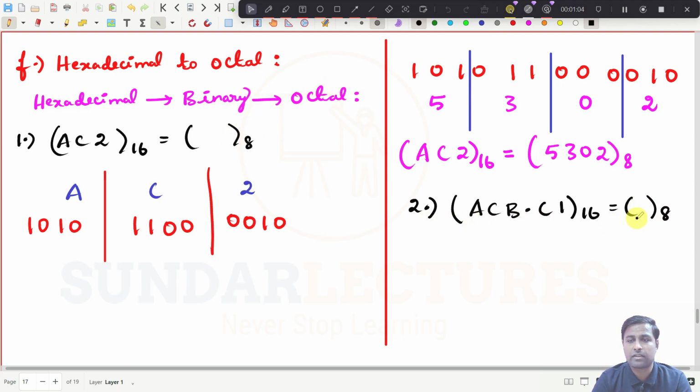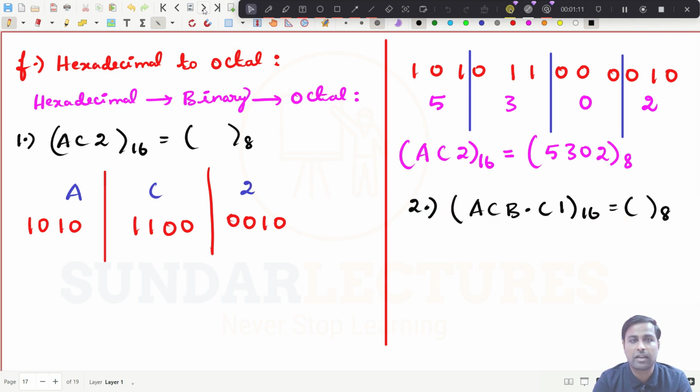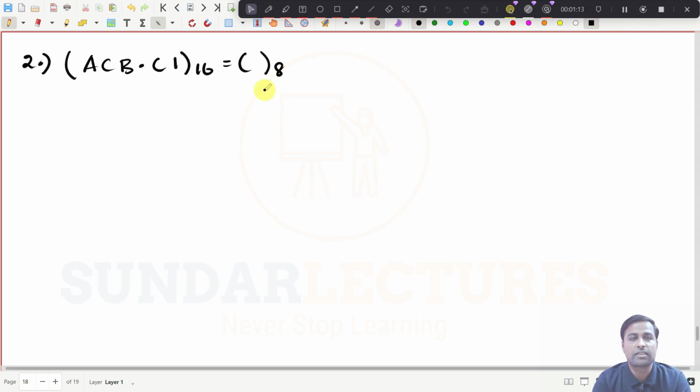We gave this question in the previous class, and I asked you to solve it by yourself. Today I will do it for you. This is the question. We have to convert this hexadecimal number to octal. For that, you first have to convert it to binary. I am not going to go through the procedure, since we have already studied everything, so I can directly write it.